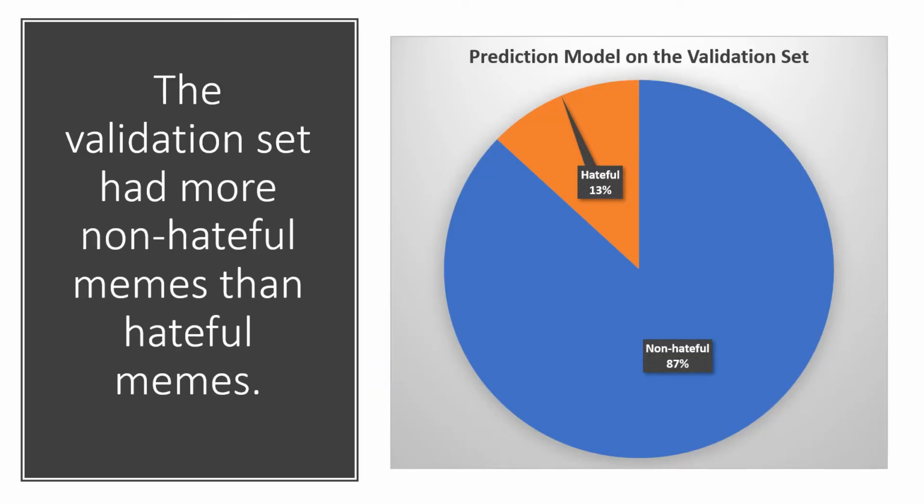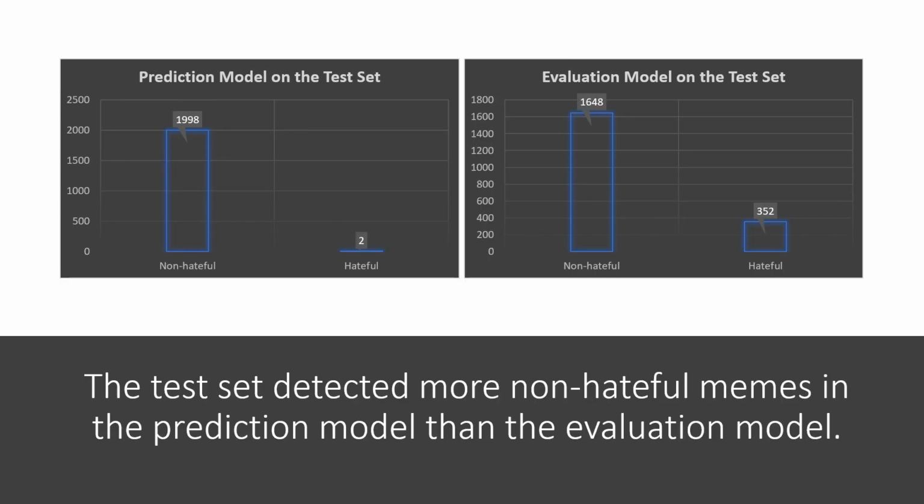After selecting the MMBT model, I ran predictions and evaluation models on the validation set for the hateful memes data. The validation set had more non-hateful memes than hateful memes. The validation set contains 540 meme predictions. 470, 87% of the memes were predicted to be non-hateful, and 70, 13% of the memes were predicted to be hateful. Next, let's look at the test set.